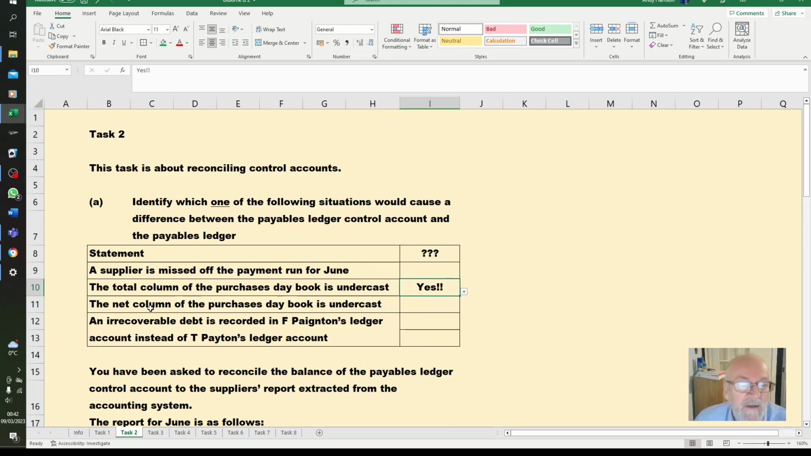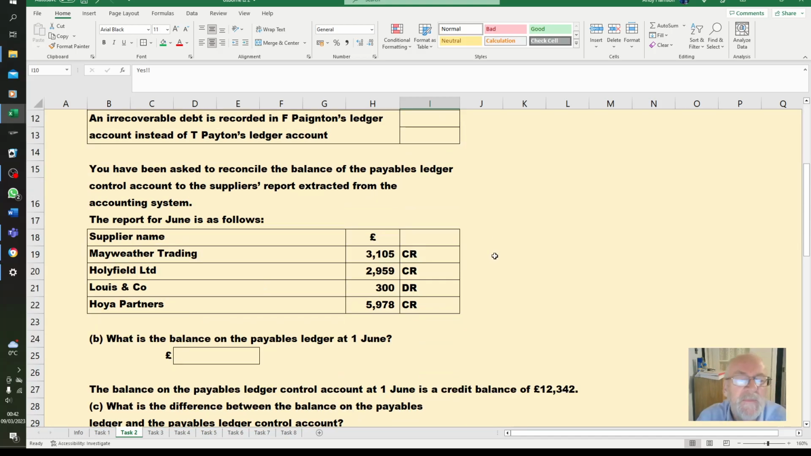Just to double check, the net column of the purchases day book is transferred to the purchases, so it's not that one, it will just be that one. And then irrecoverable debt's nothing to do with the payables, unless you're in real trouble. It's in the receivables, not sure why that bit's there.